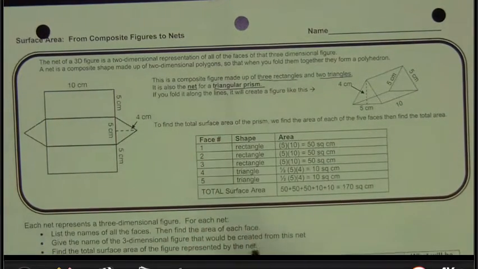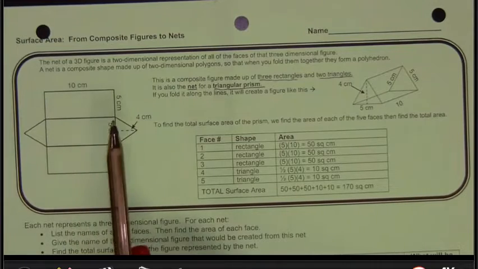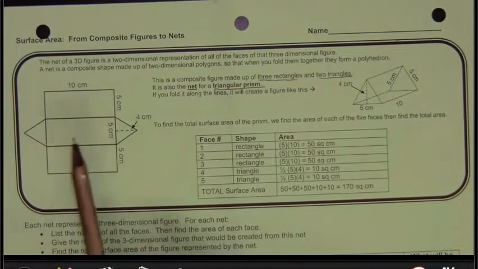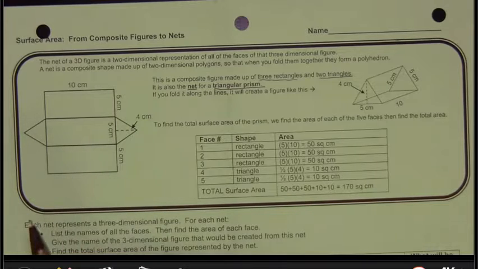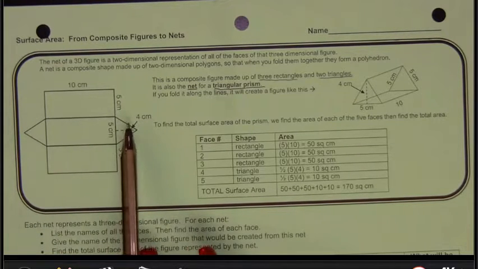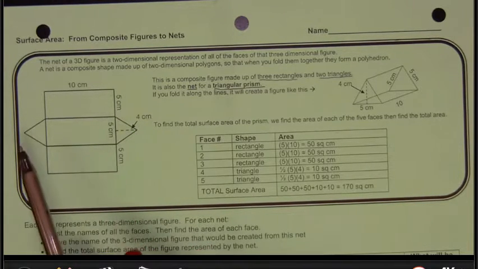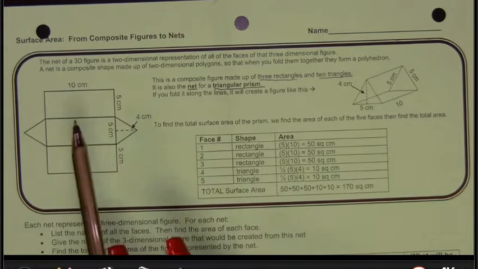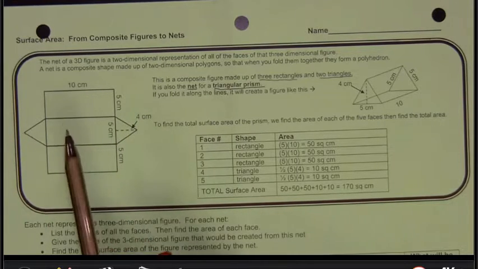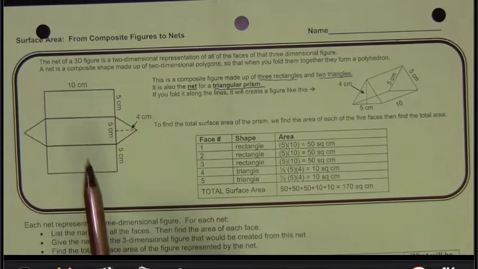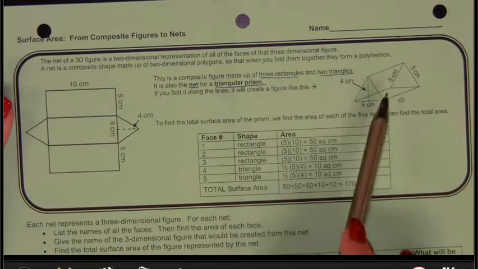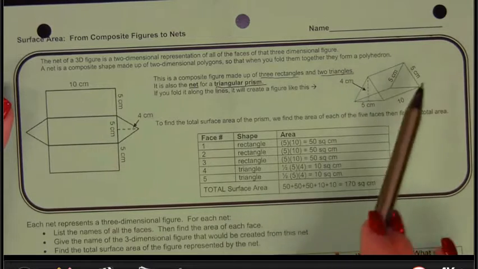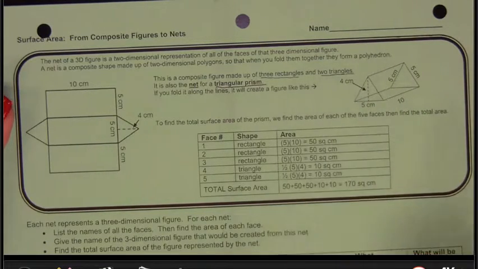Remember, to name our figures, we find and locate the base. And I've been saying the base is when I have two or one of the same shape. I see that I have two of the same shape here, and this is known as a triangular prism. If I have three or more, those are not the name. Those are my lateral faces. And if you fold along the lines, you will create a figure that looks like this on the right. It looks like a triangular prism.